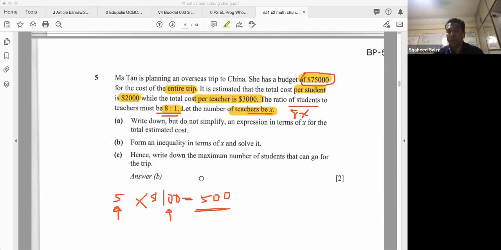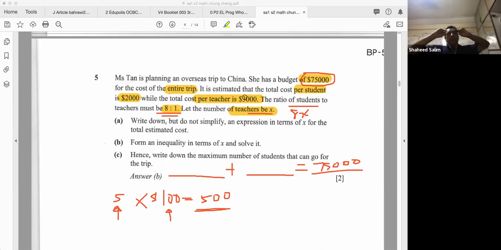So you form an equation: students amount plus teachers amount is equal to total amount, which is $75,000. Okay, you try to form the equation. Come on, you can do this. Students amount, what students pay. How do you get the amount students pay? The number of students times the price of the student ticket. The number of teachers times the price of the teacher's ticket. And go.